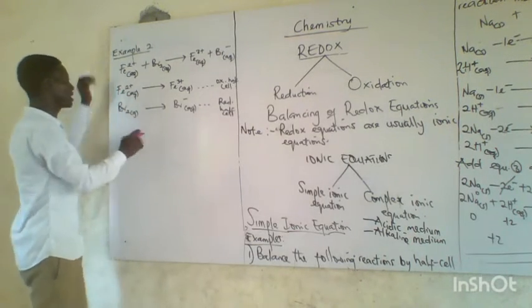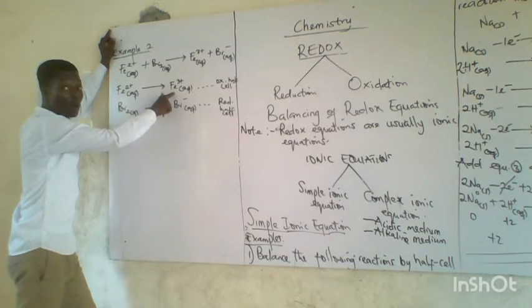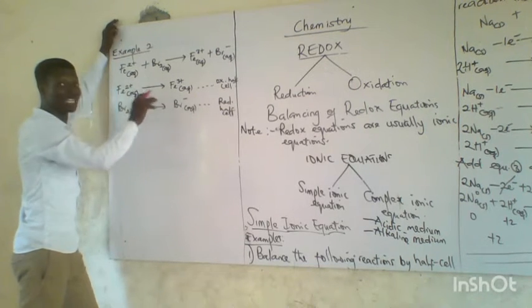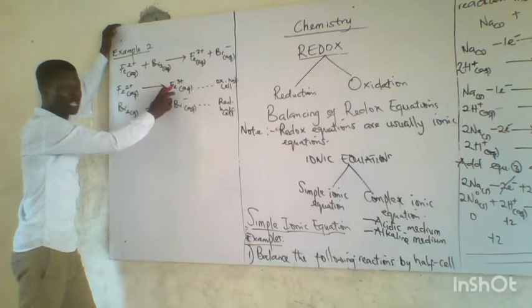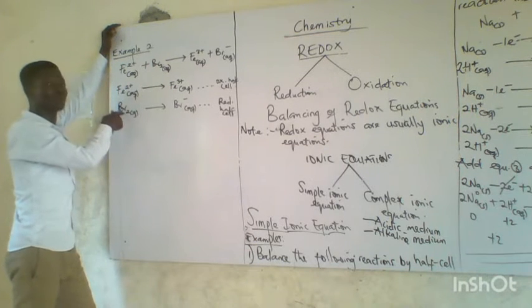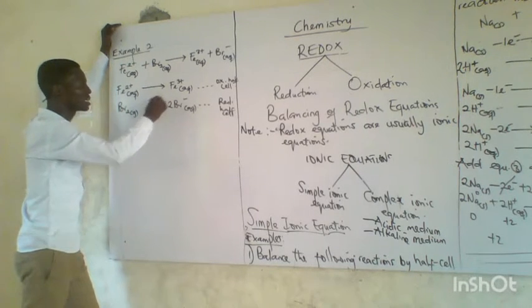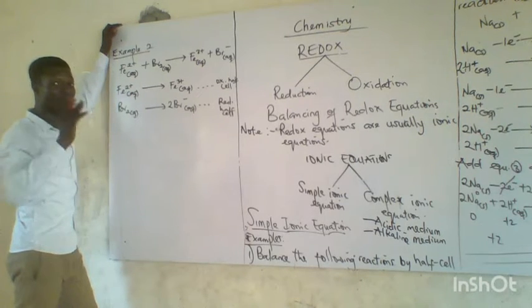So atomically, I have Fe here, it is still 1. One atom of iron, one atom of iron here. 2 atoms of bromine here, but there is 1 atom of bromine here, so I have to increase this to 2. So I want to check if it is atomically and ionically balanced now.